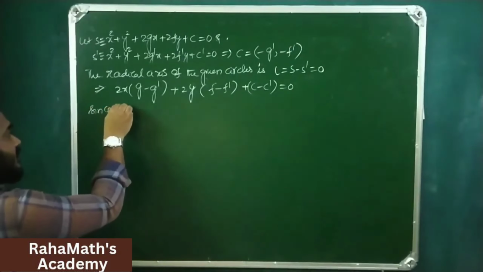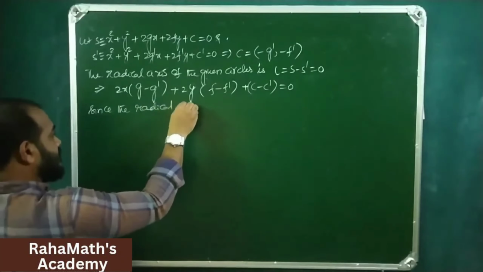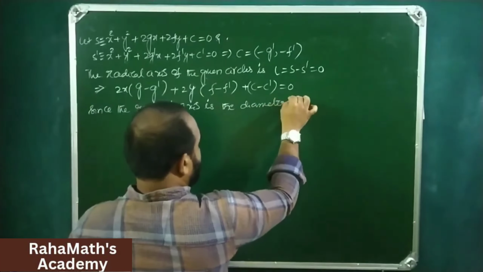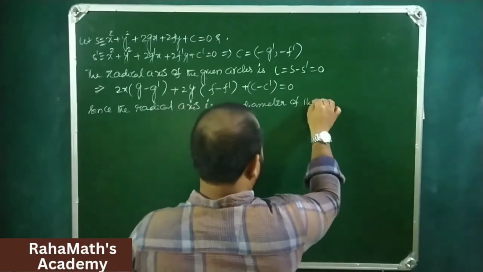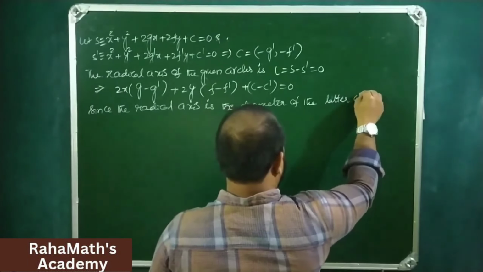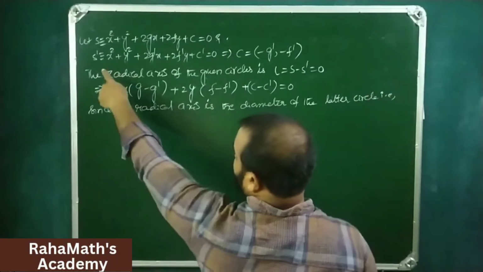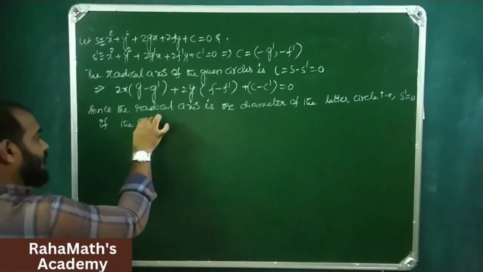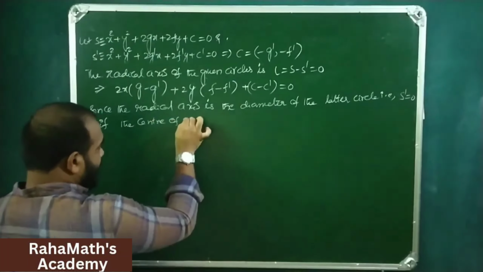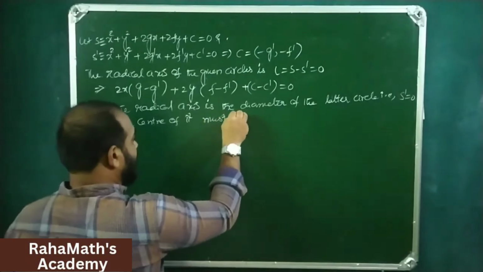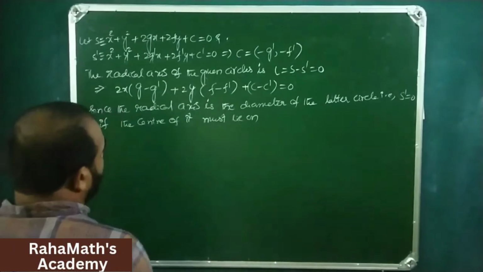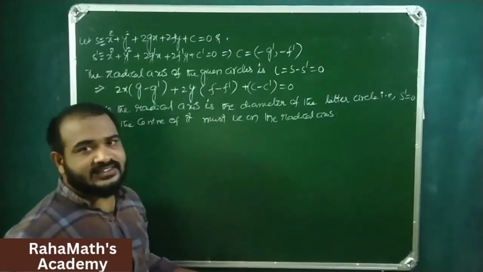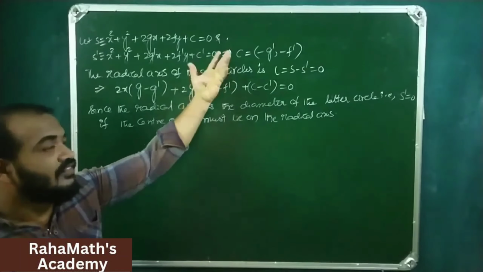Since the radical axis is the diameter of the latter circle, that is S dash equals 0, the center of it must lie on the radical axis, or the radical axis is passing through the center of the second circle.